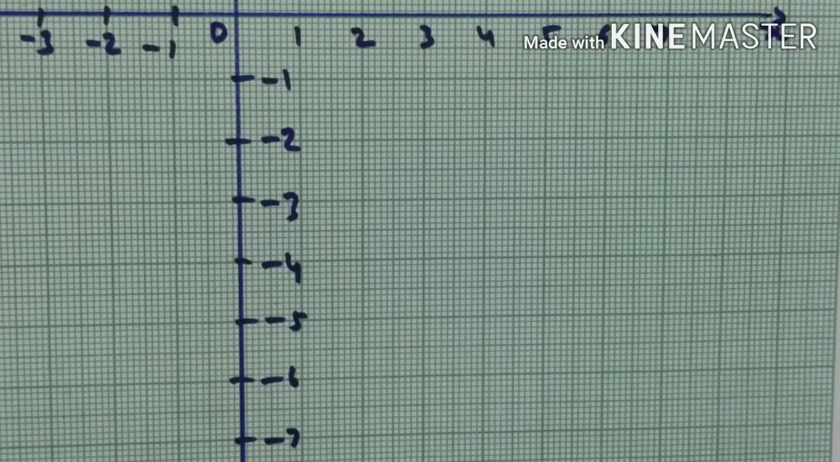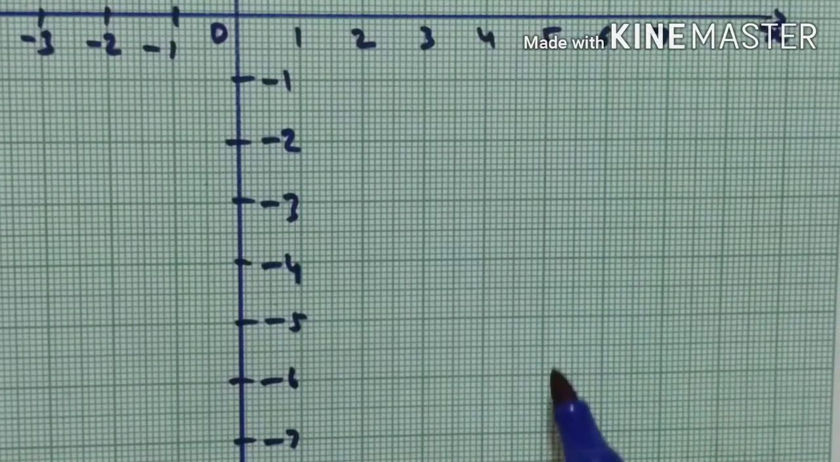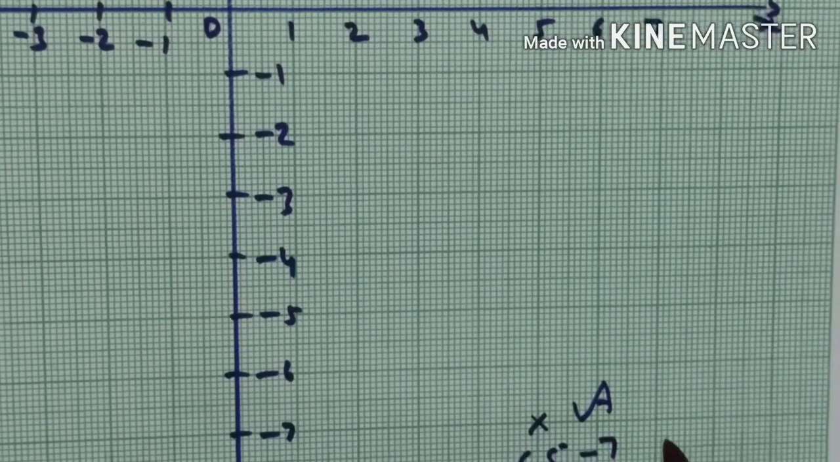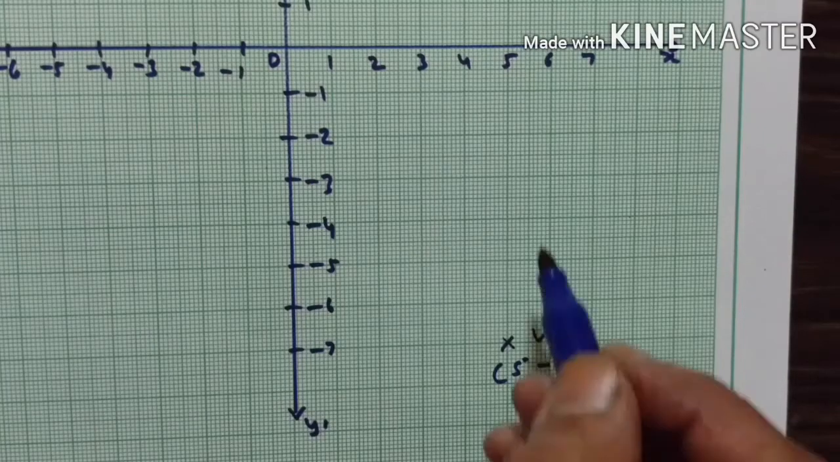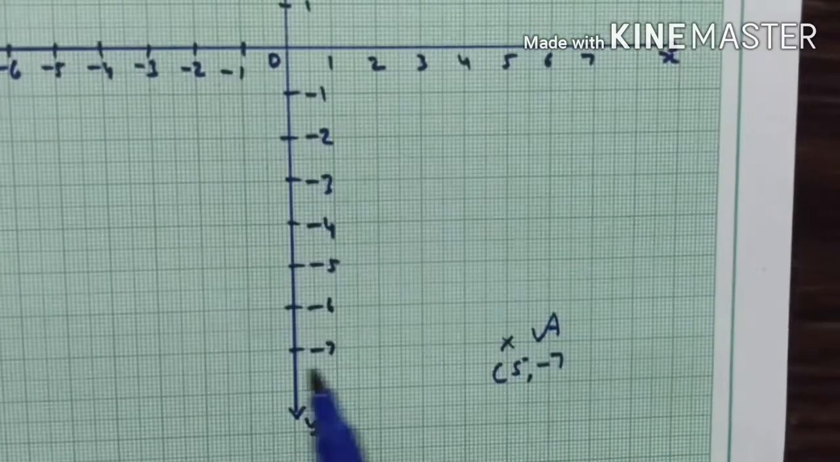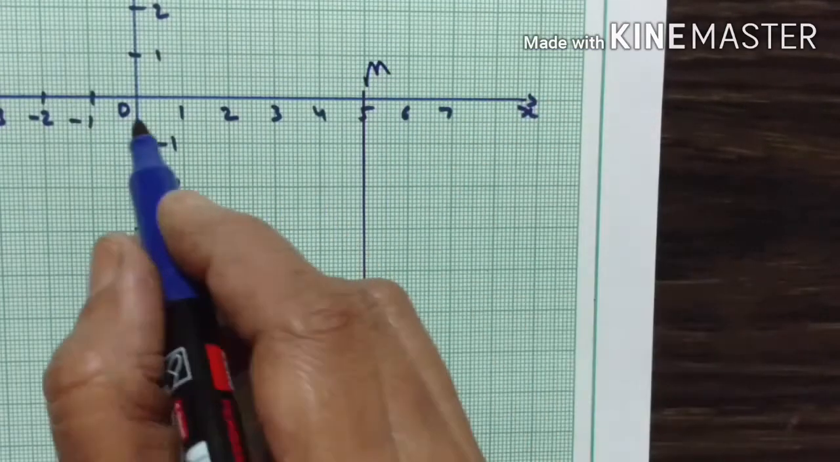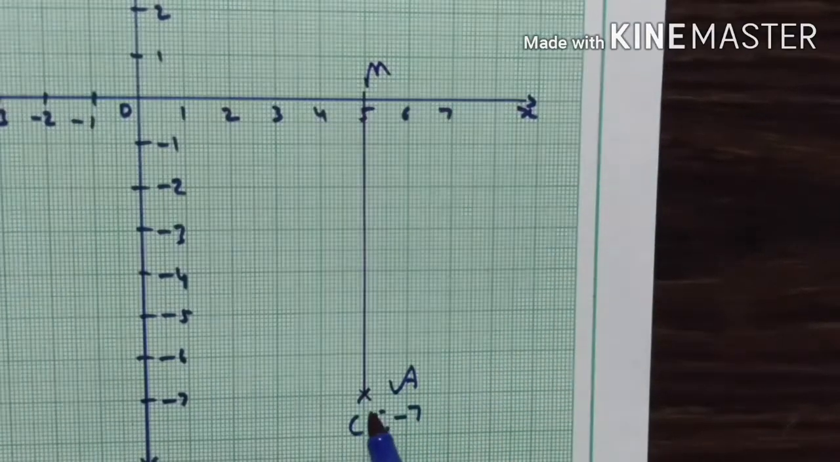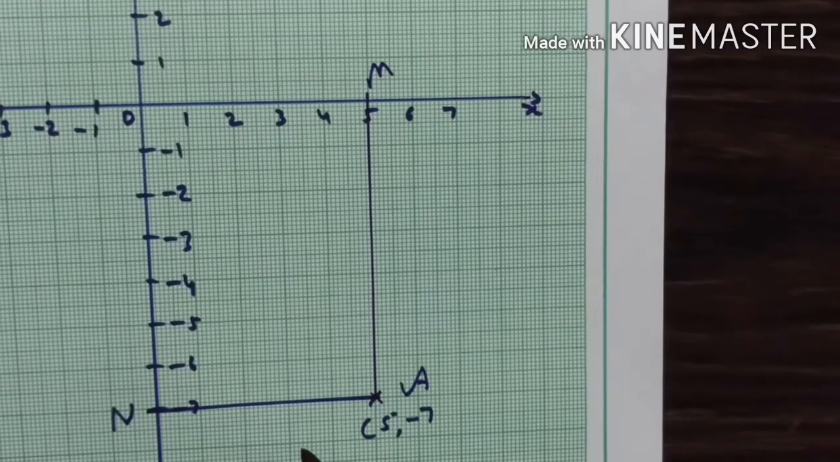11th problem. Plot the point A, 5, minus 7. X is 5. Y is minus 7. This is A. From point A, draw AM perpendicular to x-axis and AN perpendicular to y-axis. Write the coordinates of points M and N.